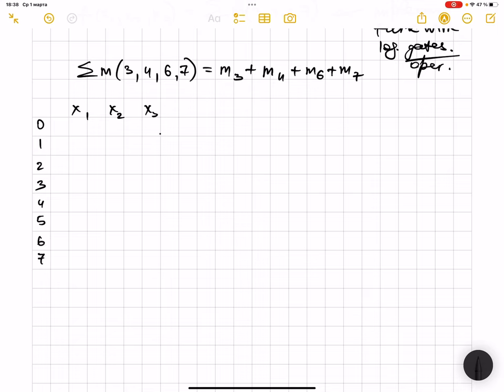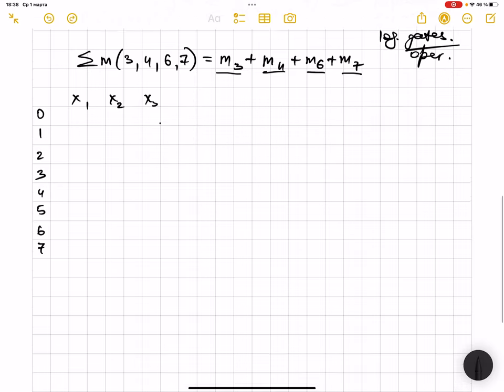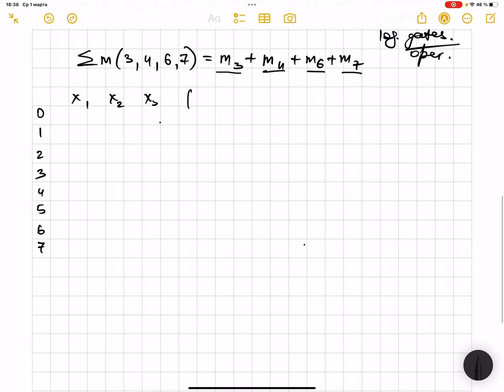And why are we taking M3, M4, M6, and M7? This is because at these rows, the output F is 1. So this is called the Min SOP. In Min SOP, you take the rows where the output is 1. So M3 means here we have 1, M4 means here we have 1, M6 means here we have 1, M7 means here we have 1.